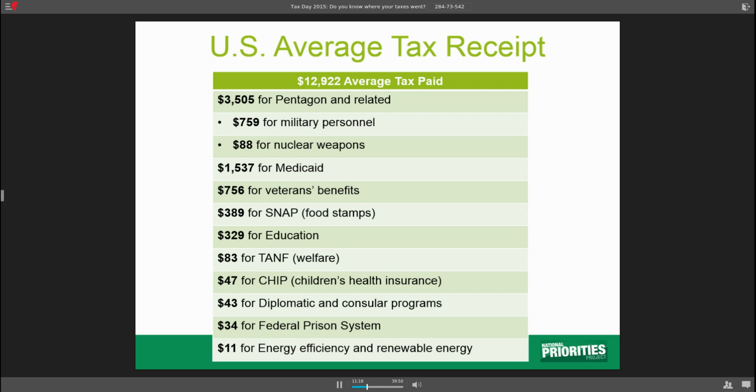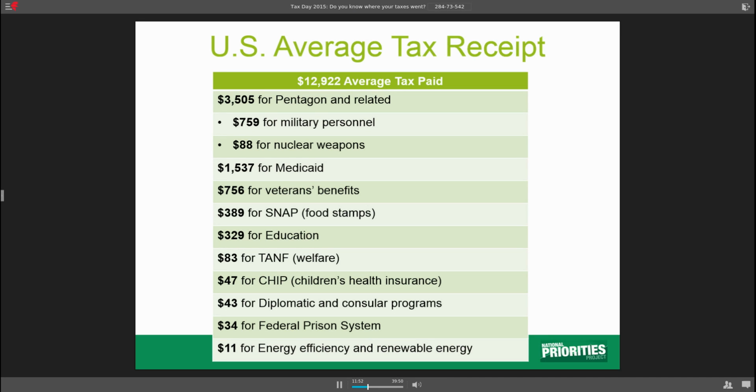$12,922 in income taxes. And out of that, over $3,500 went for Pentagon and related expenses. Now, only $759 of that Pentagon and related expenses total went toward military personnel for things like pay. $88 of that total went for nuclear weapons. So much of the other spending goes towards things like operations and maintenance and procurement for the armed forces.